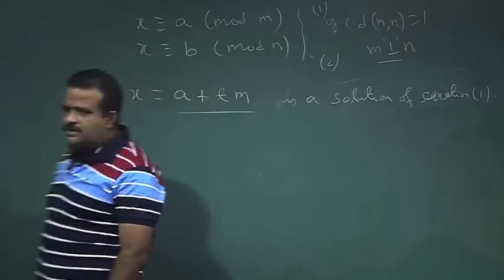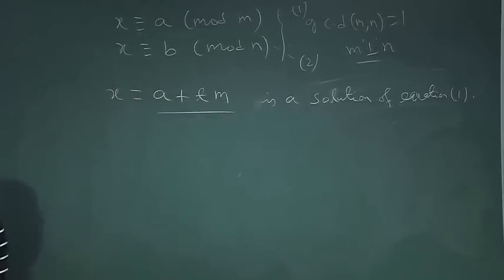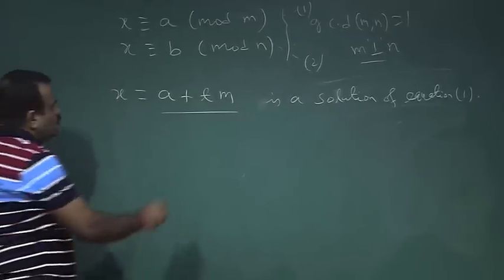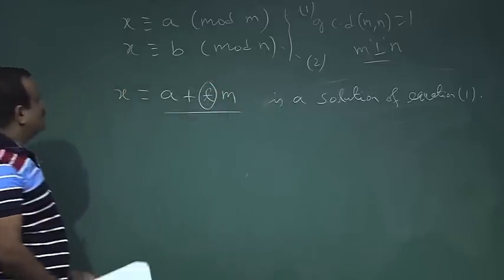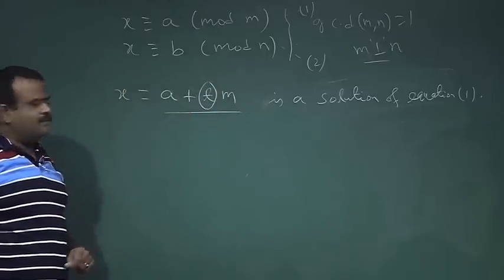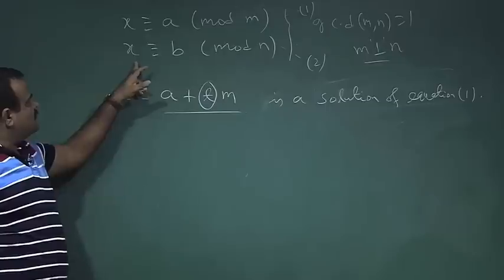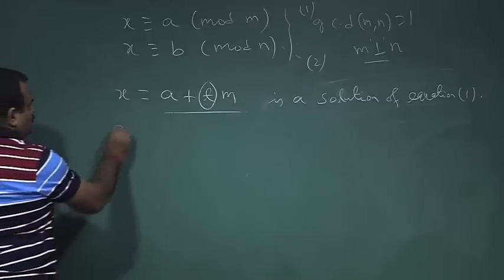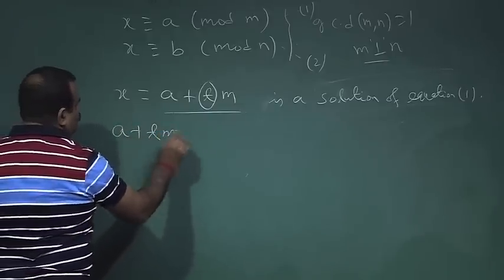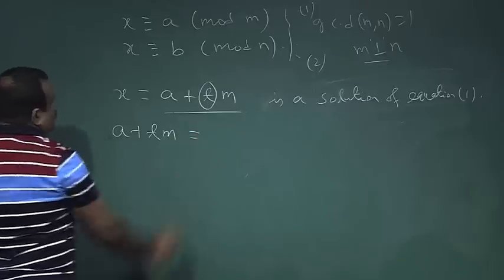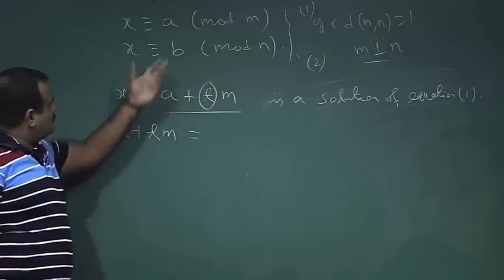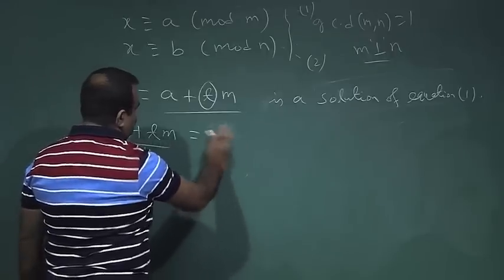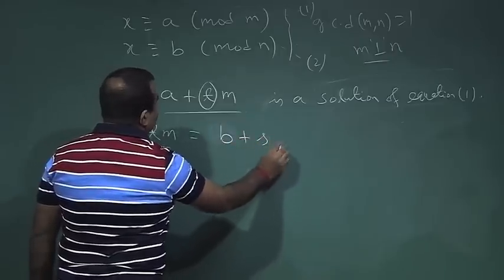Now, we want this to also be a solution for equation 2, then only that x will satisfy both. So, we need to find t such that this a plus t m will satisfy the second equation. If it satisfies this equation, then it should be written as b plus some s into n.